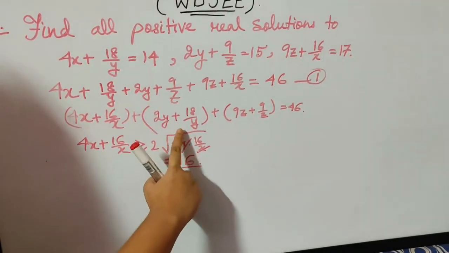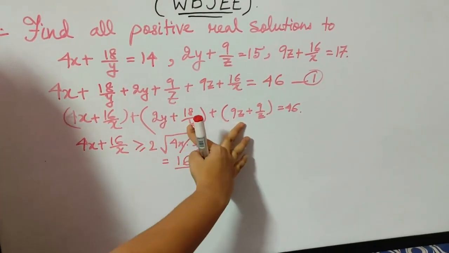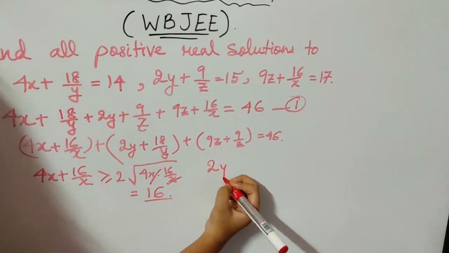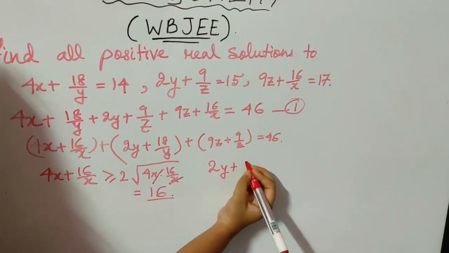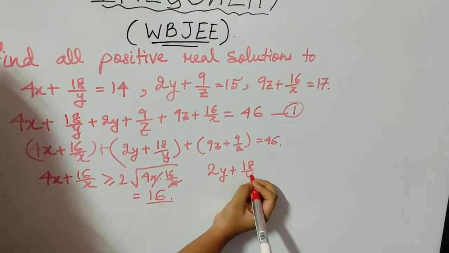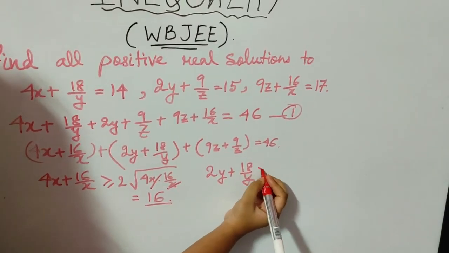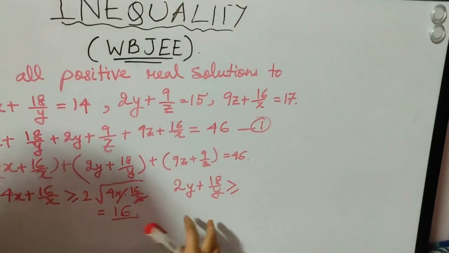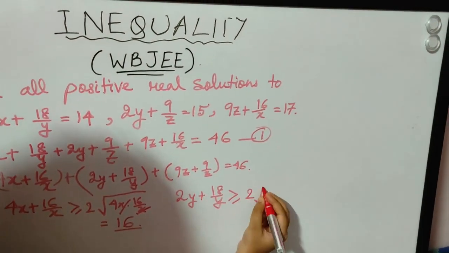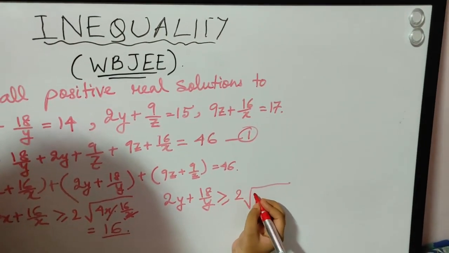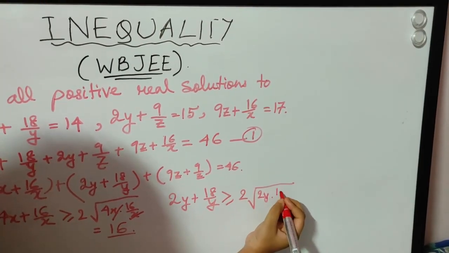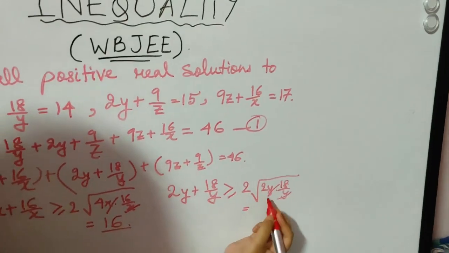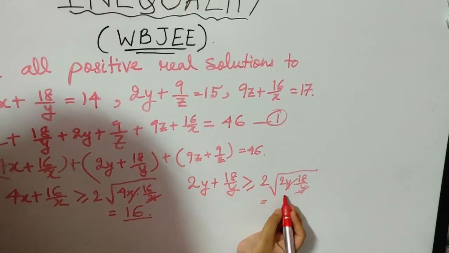Next, doing the same thing over here for these two pairs of terms, we get 2y plus 18 by y should be greater than or equal to 2 into root over 2y into 18 by y. So 36, taking the root over 36, 6, 2 into 6 is 12.